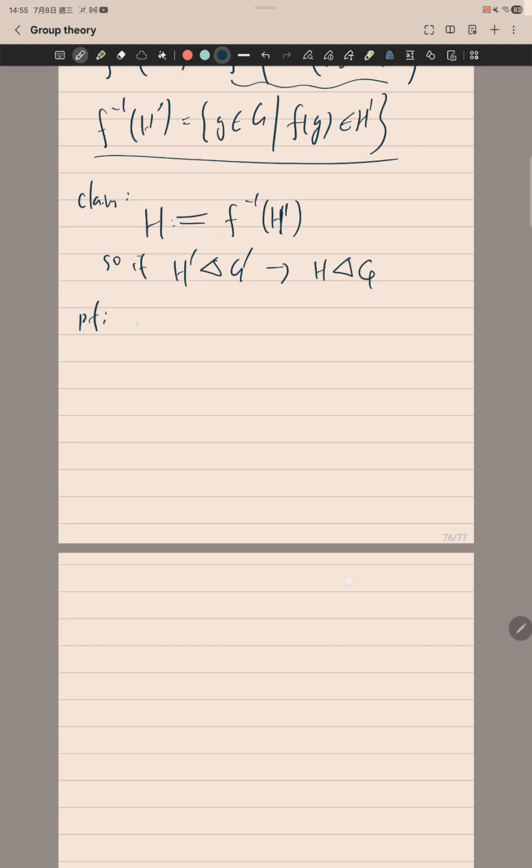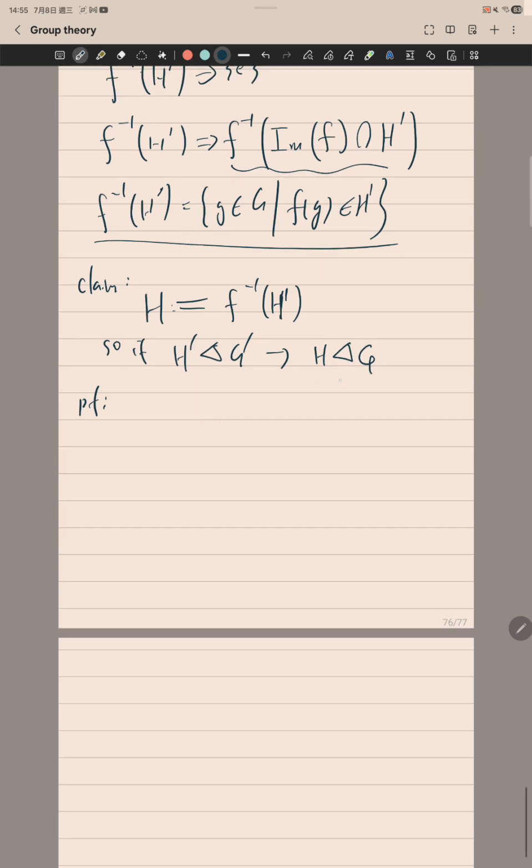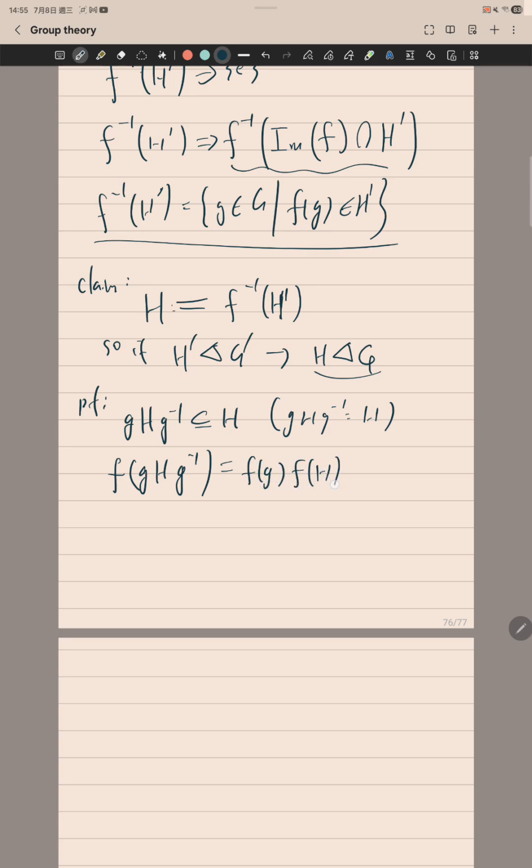So this is somehow very, very simple. Just write down the definition. Remember, to prove this, we just need to show that gHg inverse is a subset of H, or gHg inverse is the same as H. These are the same. So we just compute f of h g inverse, and we get f(g) f(h) f(g) inverse. So this is something in G prime, and these are exactly H prime, right?